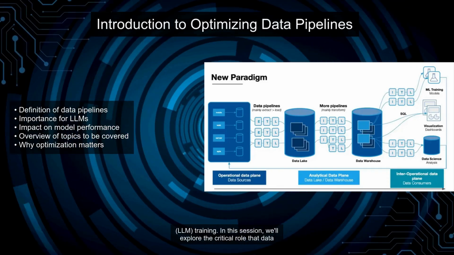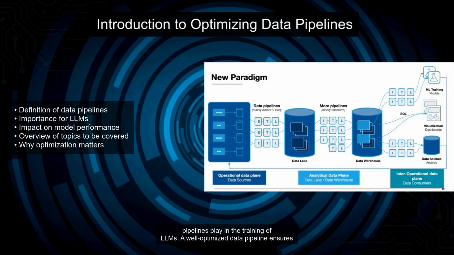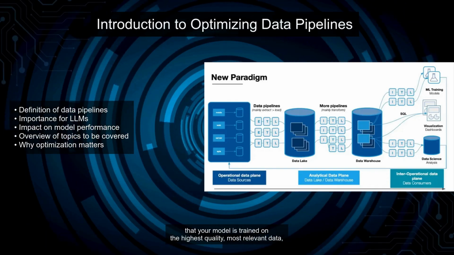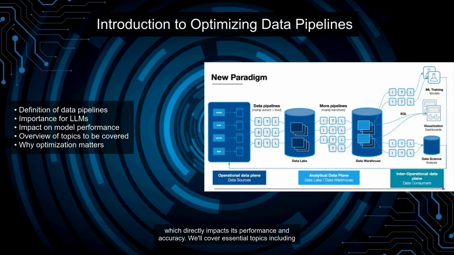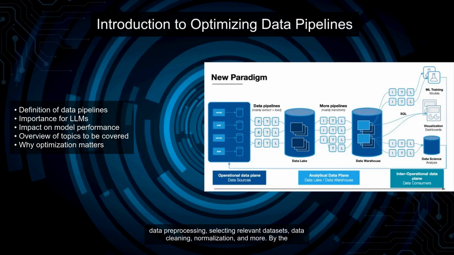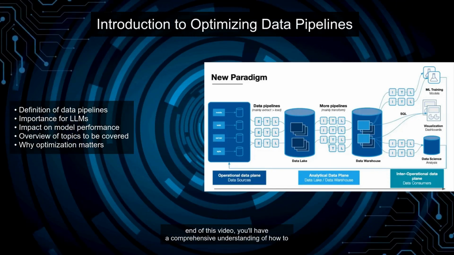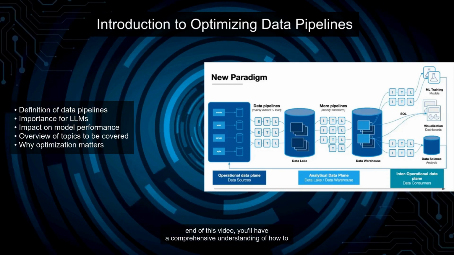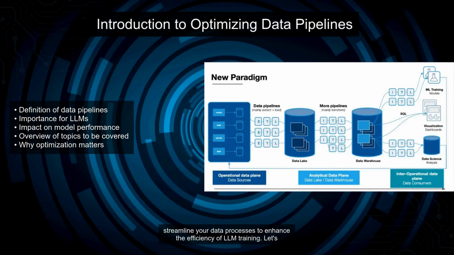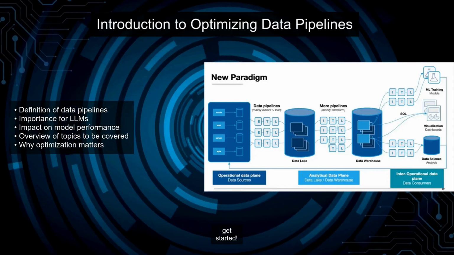In this session, we'll explore the critical role that data pipelines play in the training of LLMs. A well-optimized data pipeline ensures that your model is trained on the highest quality, most relevant data, which directly impacts its performance and accuracy. We'll cover essential topics including data preprocessing, selecting relevant datasets, data cleaning, normalization, and more. By the end of this video, you'll have a comprehensive understanding of how to streamline your data processes to enhance the efficiency of LLM training.